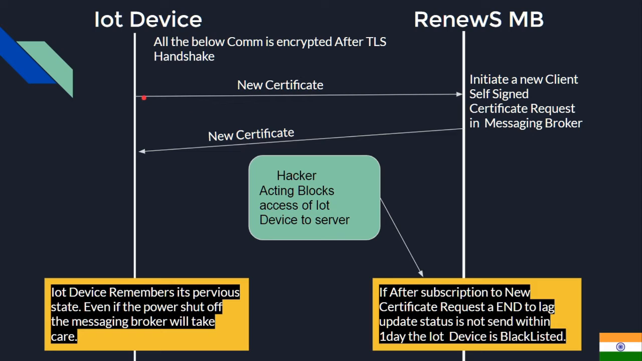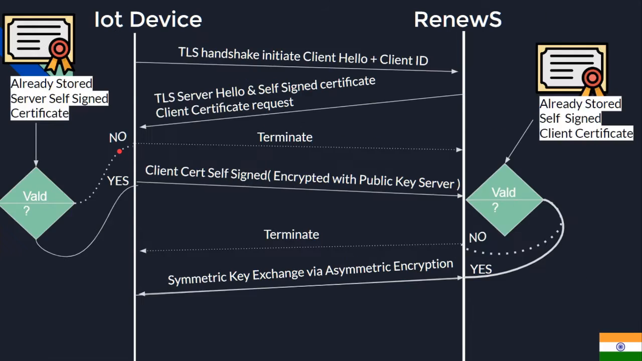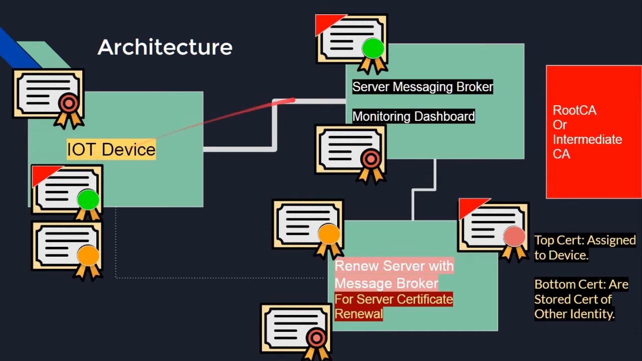Now the IoT device sends a new certificate request to the Renew server messaging broker. Now the messaging broker will send the new certificate, and in this way the IoT device would again establish a path to this server using a new certificate. Okay.